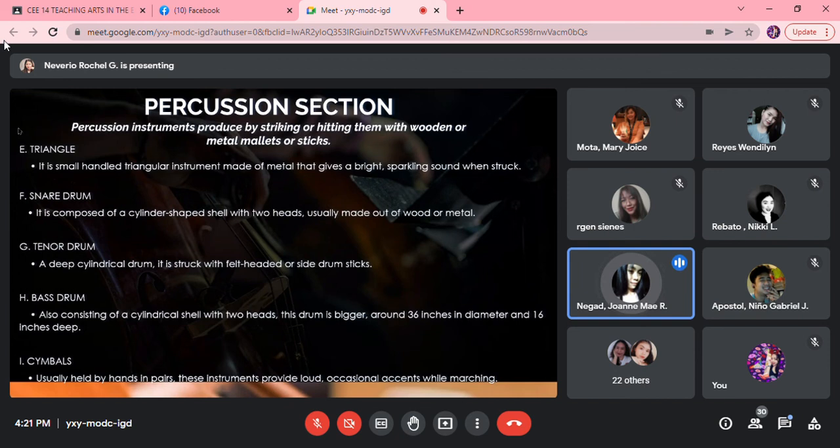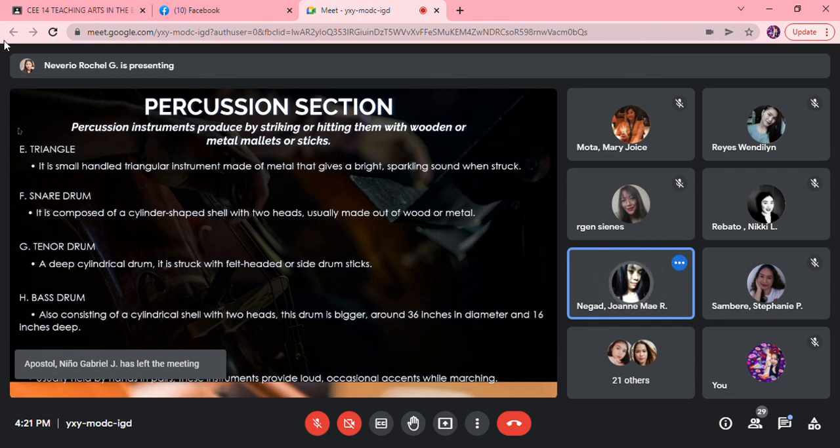The last one is cymbals. Usually held by hand in pairs, this instrument provides loud, occasional accents while marching. So, ang cymbals, ginagamitan siya, parang pinupukpok mo gamit yung dalawang kamay mo para mag-produce siya ng sounds. These are broad circular plates with a small bump or bow in the middle. Cymbals are usually made of tin and copper alloy. So, mostly, made siya ng tin and copper alloy. So, yun lang po.